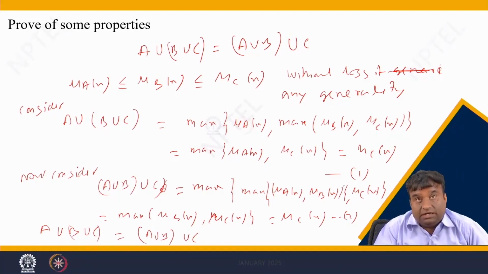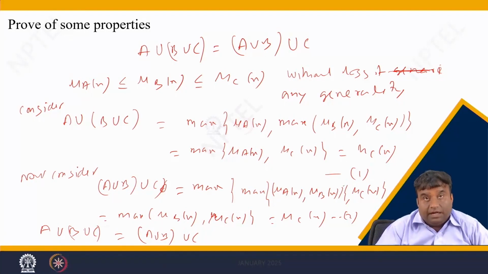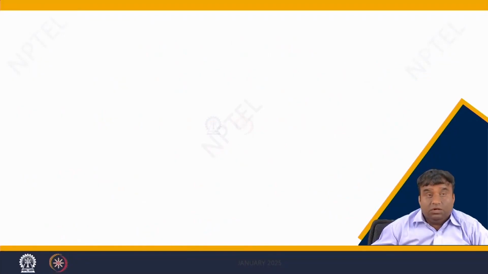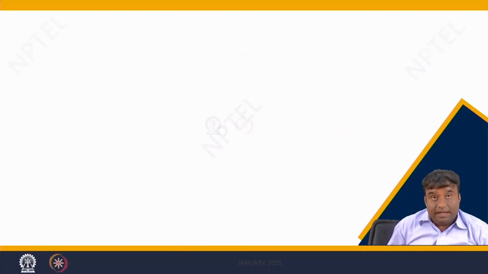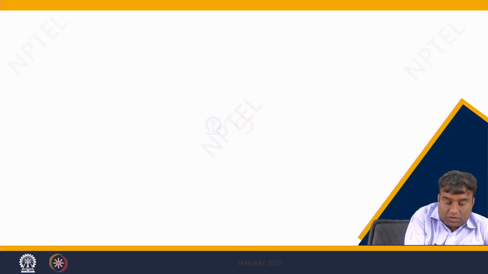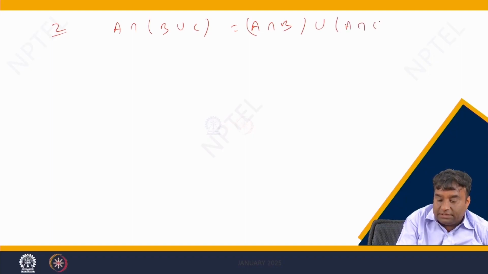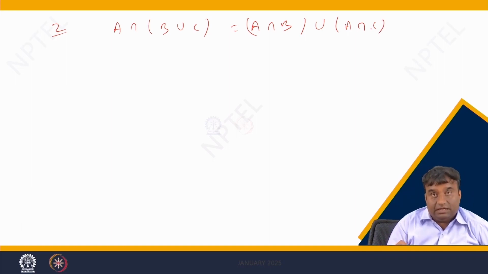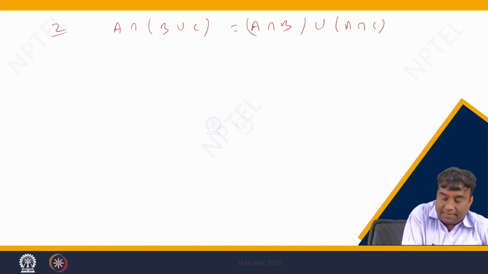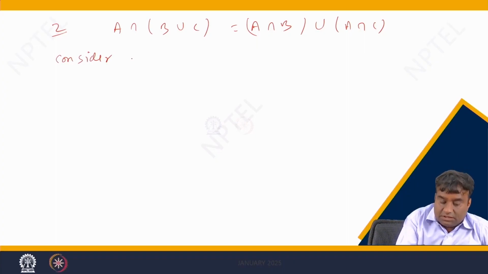You can check the other properties like commutative. Now we are going to prove the distributive property. The distributive property is that A intersection B union C is equal to A intersection B union A intersection C. So we are proving that. You can check the other one also. So consider this side.